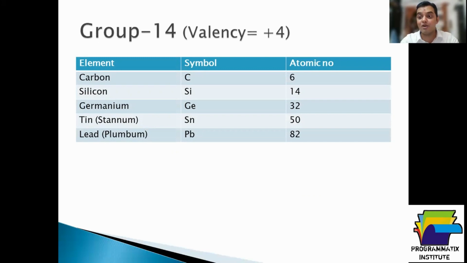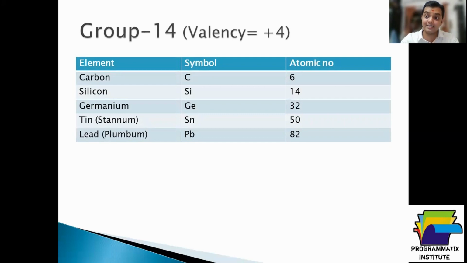But what is the symbol? What is the way to remember? What is the trick for it? So you know it's carbon, silicon, germanium, tin. The Latin name of tin is stannum. And lead, that is plumbum. From stannum, the symbol has come, that is Sn. So many students don't know the symbol of tin because they don't remember the Latin name.